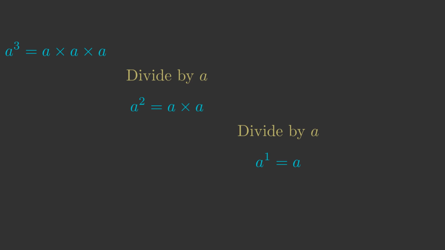Now we know a to the power 1, let's divide both sides by a again. A to the power 1 divided by a is a to the power 0, and a divided by a is 1. So a to the power 0 is equal to 1. Again, this makes sense. A to the 0 is 1 multiplied by a 0 times, which of course is 1.